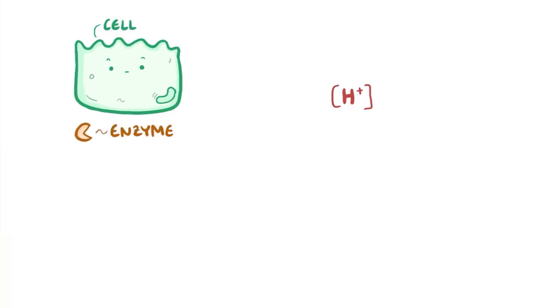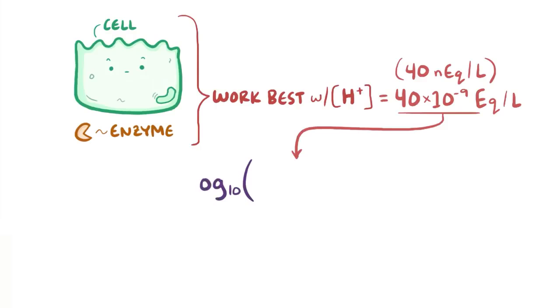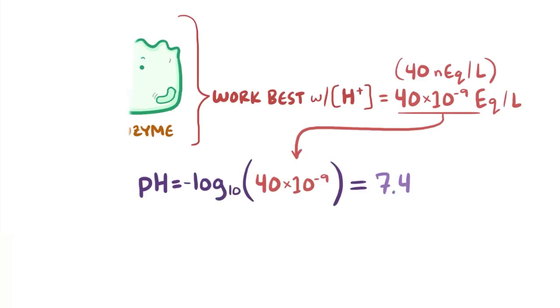Now, the cells and enzymes in our tissues and organs work best when the concentration of hydrogen ions is 40 times 10 to the minus 9 equivalents per liter, otherwise known as 40 nanoequivalents per liter. Small changes to that number matter a ton, and because it can get annoying working with such tiny numbers, scientists converted this concentration into a logarithmic function and expressed it as pH. In this case, a hydrogen ion concentration of 40 times 10 to the minus 9 equivalents per liter works out to a pH of about 7.4.